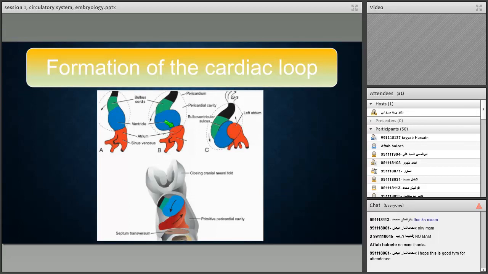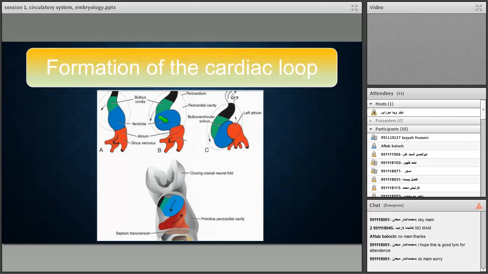So, we have the atrioventricular canal at this part, between the atrium and the ventricle. Also, we have another junction between the ventricle and the bulbus cordis.